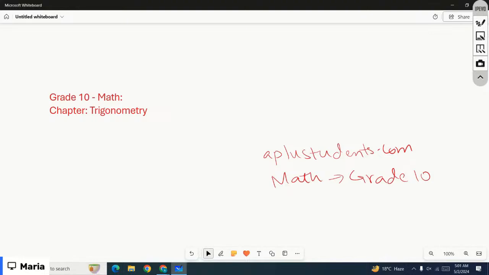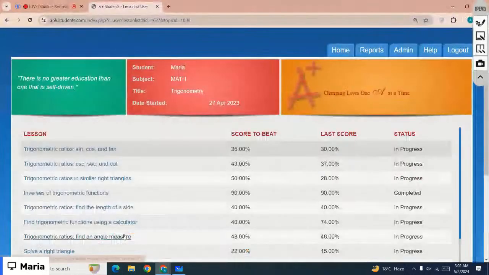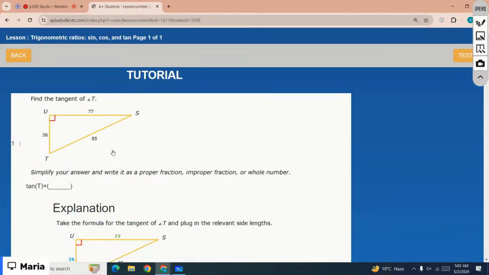So we're going to start with the chapter trigonometry. Here I'm on grade 10 math. The chapter we are going to start with is trigonometry. Let's start with the first lesson, that is trigonometric ratios, sine, cos, and tan.